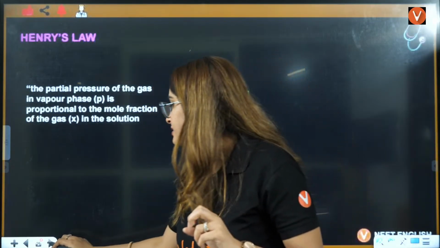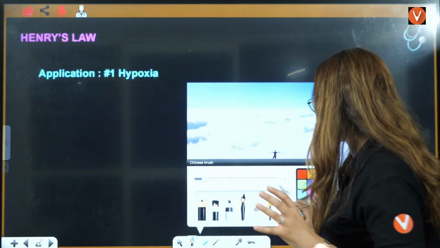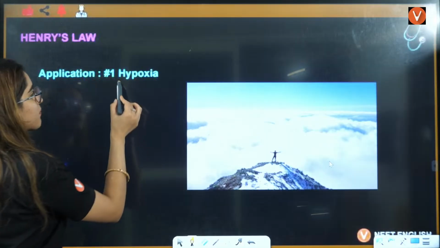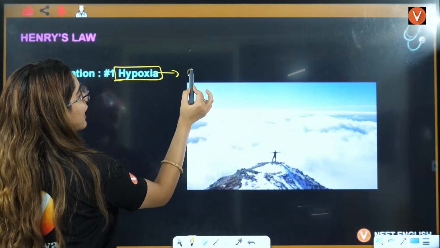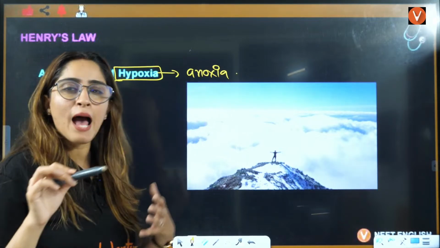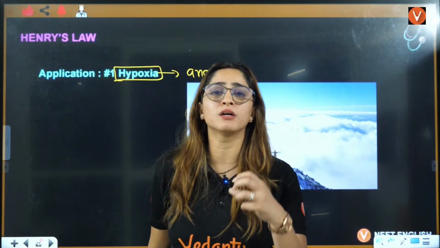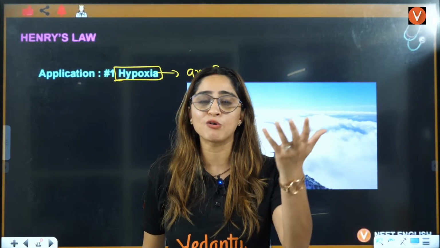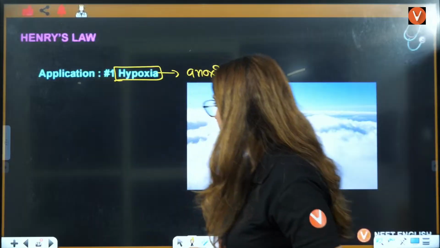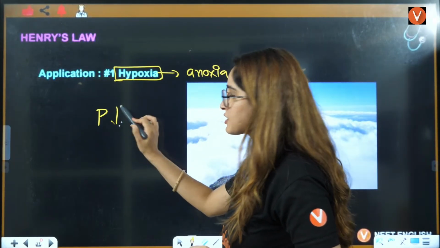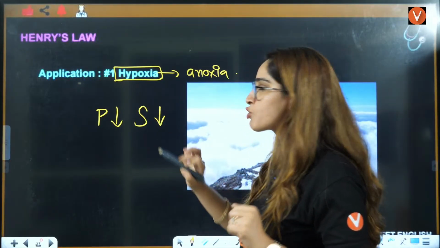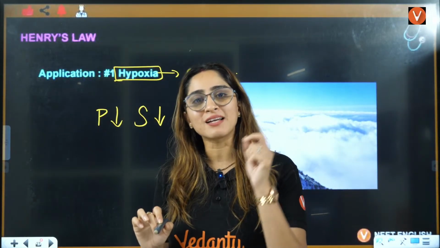Now, next, if you talk about the applications, the first application is hypoxia, which you can also call anoxia. What happens when you go to very high altitudes? The pressure decreases. Because pressure is decreasing, the solubility will also decrease. That is the reason.